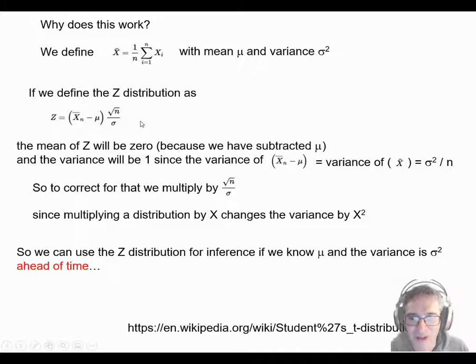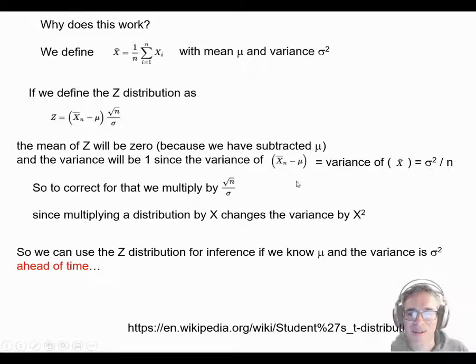Again, almost by definition, we've already proven that the standard normal distribution has a variance of 1. But we can also prove it to ourselves, right? The variance of x_n minus mu is equal to the variance of just x_n, because when you add or subtract a constant, the variance doesn't change, right? So the variance of x average here is just sigma squared divided by n.